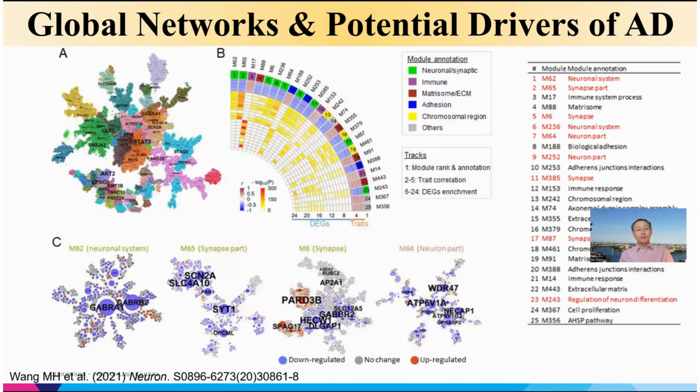We previously established the global networks and the potential drivers for Alzheimer's disease using the RNA-seq data from the same Mount Sinai brain bank and Alzheimer's disease cohort. So now we identify hundreds of gene modules and identify the drivers.